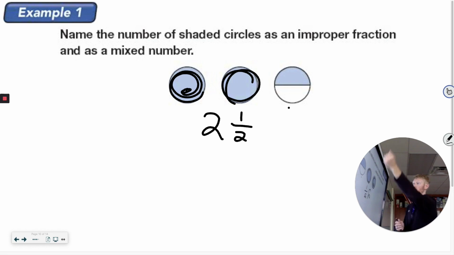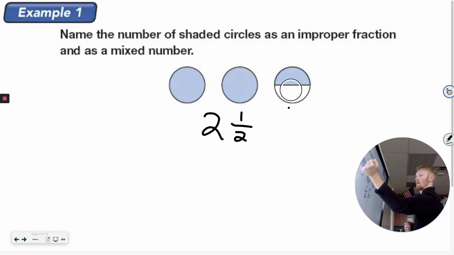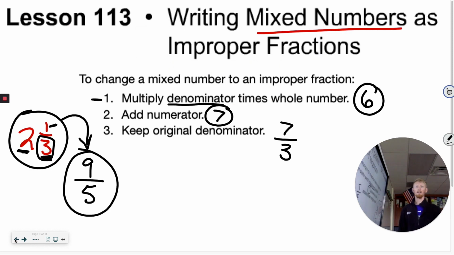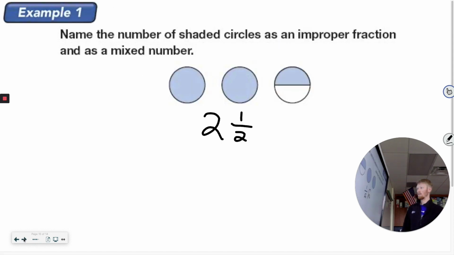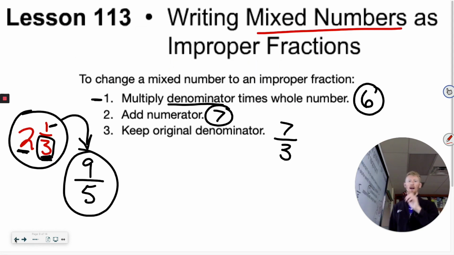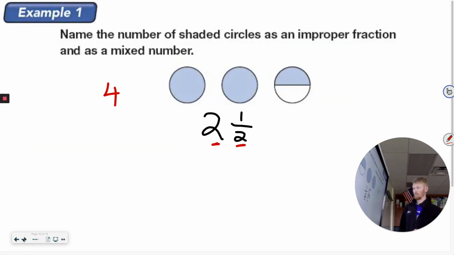As an improper fraction, now I need to follow my 3 steps. So let's take a look. What were those 3 steps? 1, multiply denominator times the whole number. So denominator is a 2, whole number is a 2. So 2 times 2 gives me 4. Step 2, I need to add the numerator. Add the 1, that's my numerator. So 4 plus 1 gives me 5. And then step 3, keep the same denominator. So now I have 5/2.